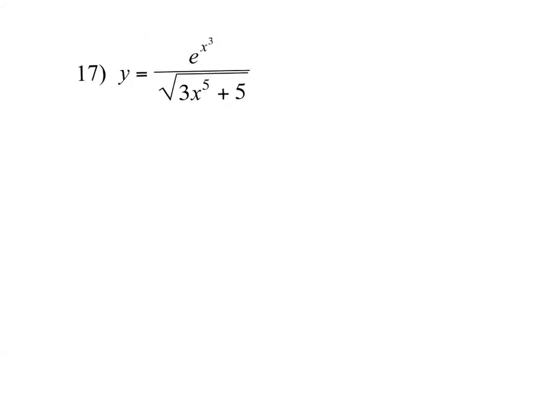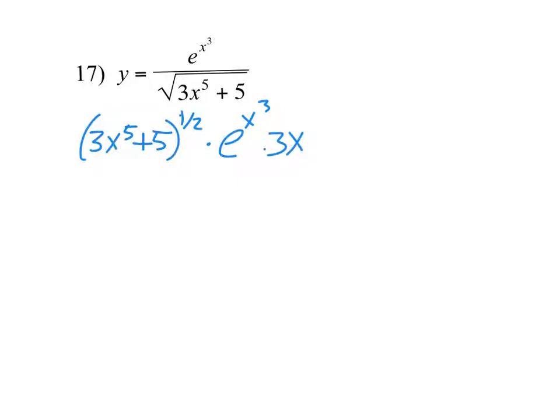For number 17, we've got a quotient rule going on here. So this is going to be the bottom. And actually I'm going to rewrite this as this stuff to the 1/2 power. So 3x to the 5th plus 5 to the 1/2. The derivative at the top would be e to the stuff times the derivative of the stuff, which in this case is 3x squared, minus the top, e to the x to the 3.